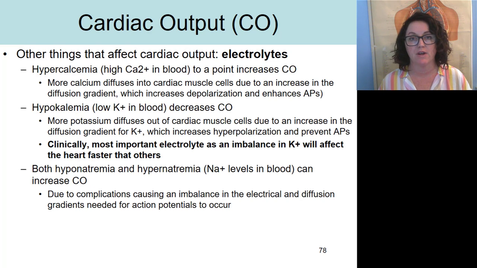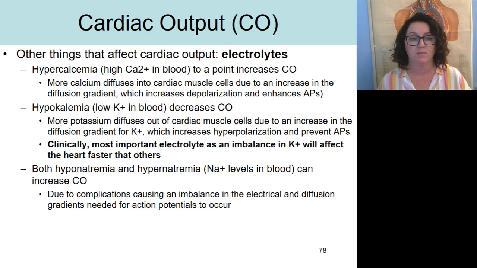Another thing we haven't looked at in terms of how it affects cardiac output are electrolytes, aka ions or minerals, if you will. So the three main ions or electrolytes that are going to affect cardiac output are calcium, potassium, and sodium. And the way these affect cardiac output can sometimes get pretty complicated, but we're just going to look at a couple of general scenarios, if you will.